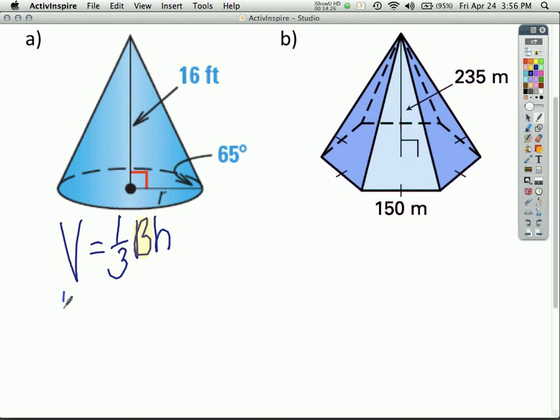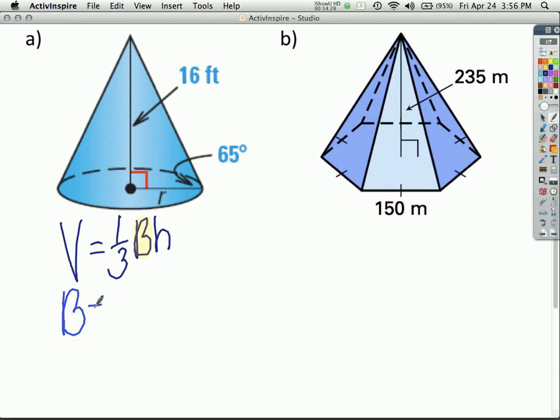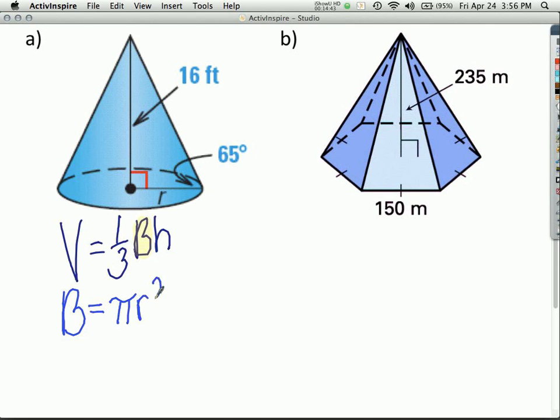Big B in this case is a circle. What's the formula for the area of a circle that you're supposed to know instantly off the top of your head? Alexandra? Yeah, pi r squared. So pi r squared, so we need r. But upon looking at the diagram, we don't have r. So we've got to find it. That's your job. Go. You've got a minute.